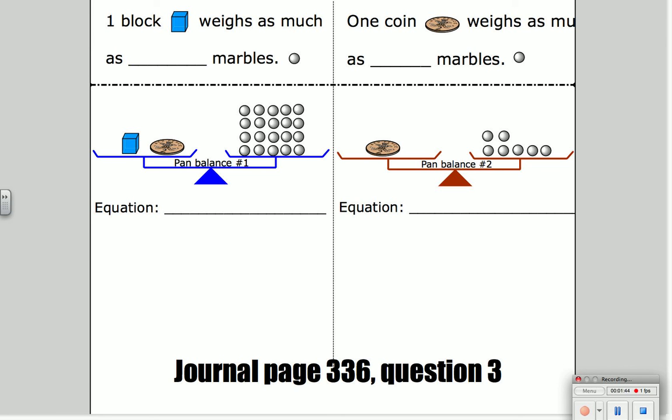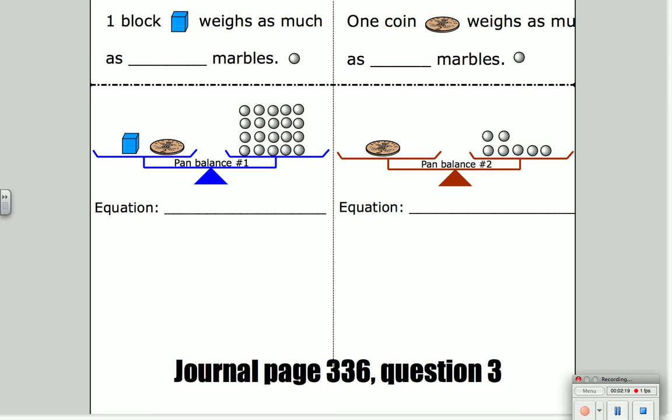For the next several questions, I have blown up pictures of the journal questions on pages 336 and 337 just to make it easier for you. So this is actually question 3; I skipped question 2. It says that one block weighs as much as blank marbles, and it also asks, one coin weighs as much as how many marbles. Sorry, that got cut off there. My screen looks a little different, but it's the same information as you have on your page.